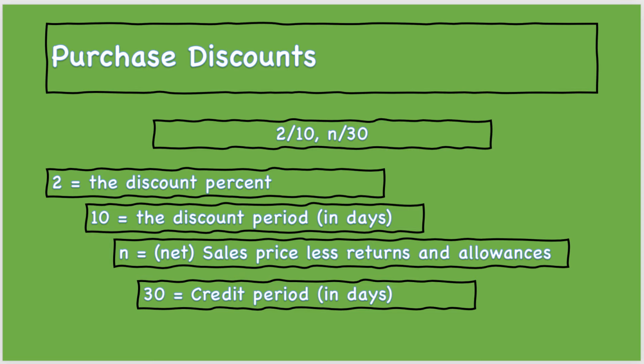Okay? The N stands for net. Basically, what we're saying here is if you don't pay within 10 days to receive that discount, we want the net balance within 30 days. So what is the net? The net is the sales price, or the total sales price that is on our purchase inventory, less any returns and allowances. That's the net.